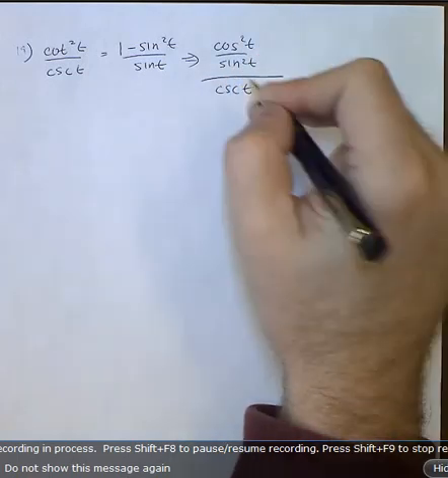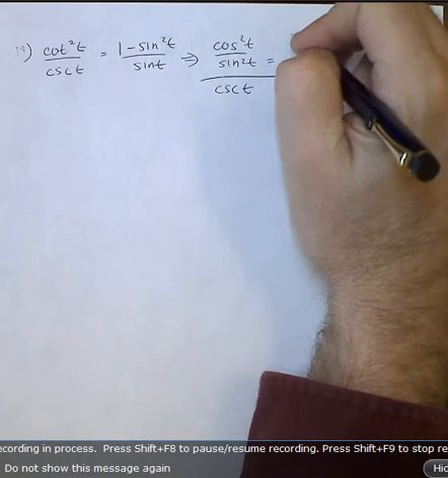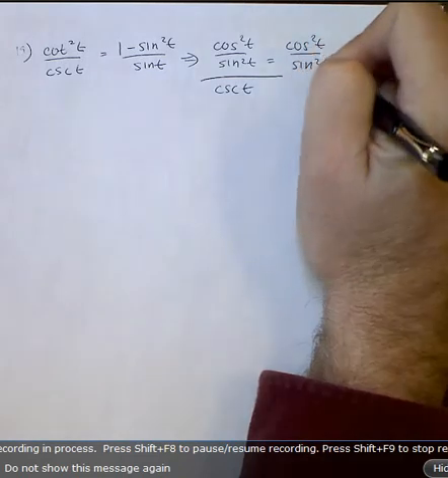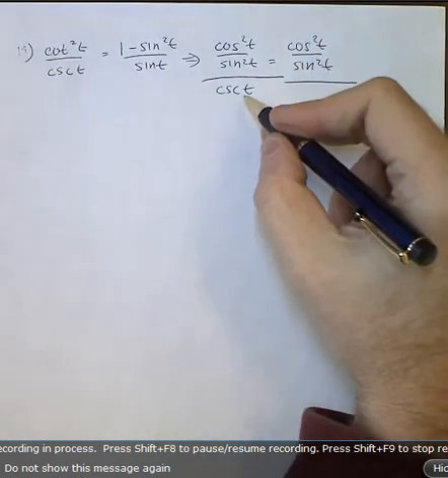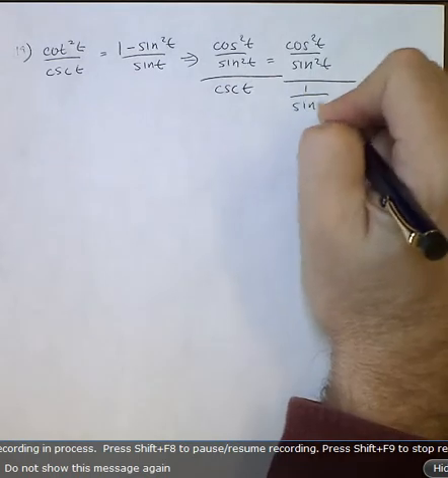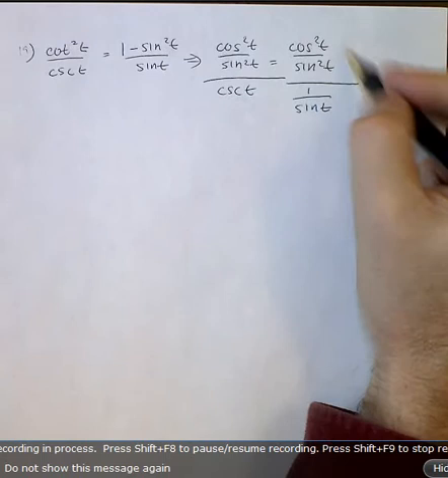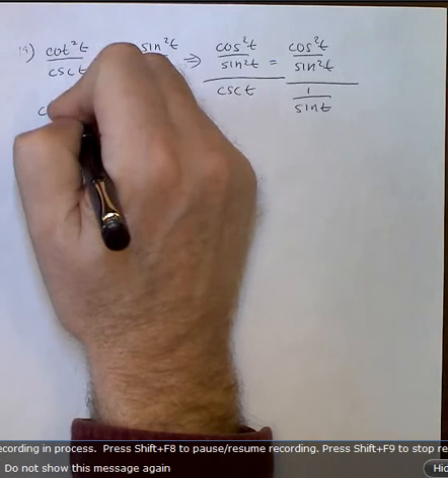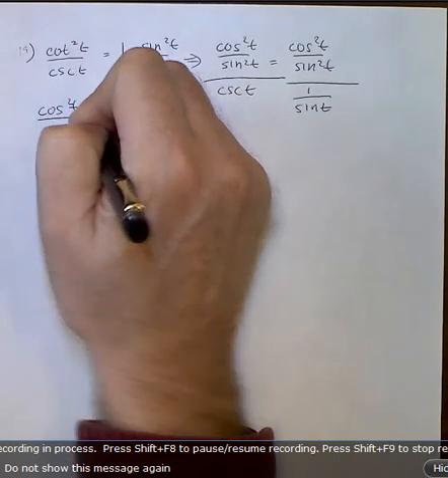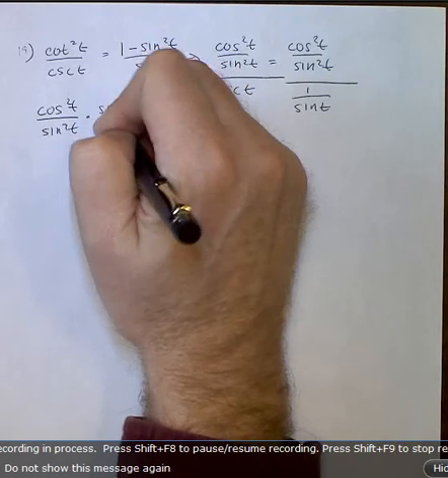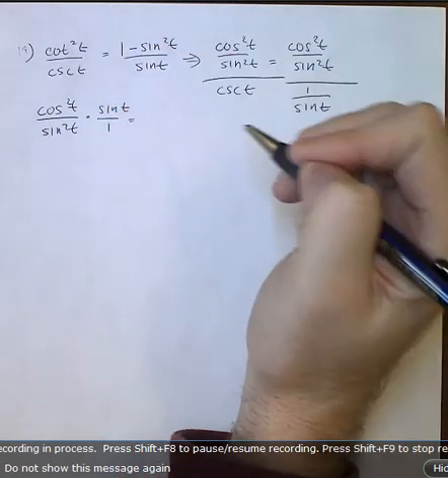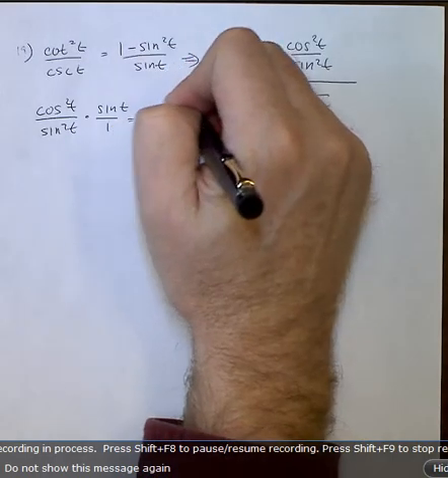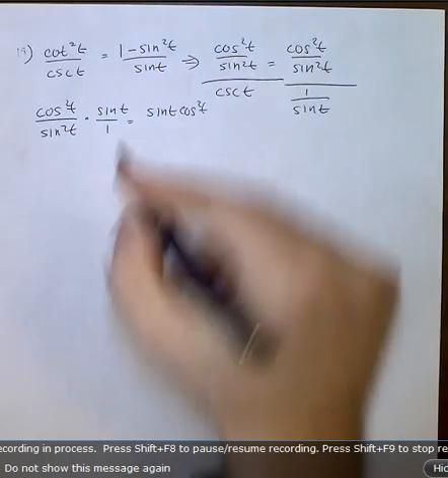From there I can rewrite the cosecant of t as 1 over the sine, so I'll go ahead and keep my numerator, and my denominator now, instead of being simply cosecant t, will be 1 divided by the sine of t. Now here we simply have division, and when we have this kind of division we multiply by the reciprocal. So we have cosine squared of t over the sine squared of t times the sine of t over 1. When we multiply that out, we have sine of t, cosine squared of t, all divided by the sine squared of t.